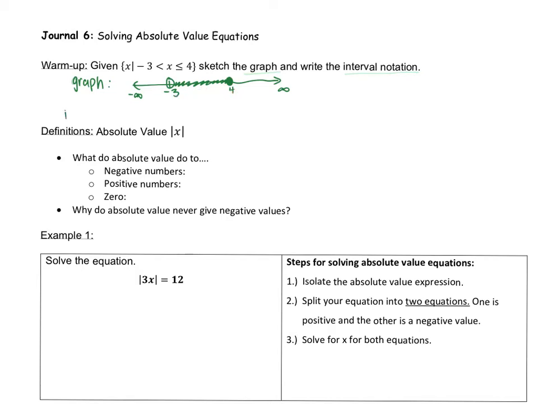So let's write our interval notation. Now, I'm going to write the numbers first, and when I look at that -3, I have an open circle, so I need a parenthesis, right? And that closed circle means I need a bracket on the 4. And there we have it, our graph and our interval notation.